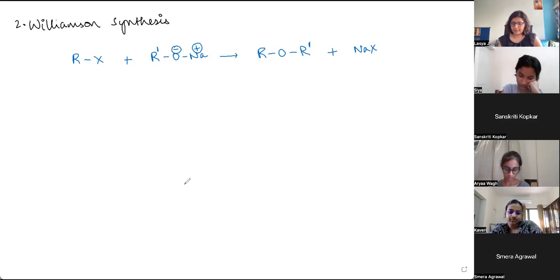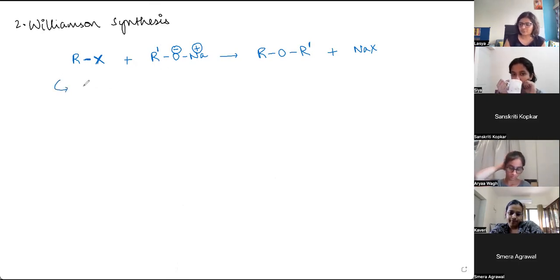So the mechanism of this particular reaction is also an SN2 reaction. You can see the nucleophile O minus has lots of negative charge, so this is the nucleophile which attacks your alkyl halide. The halide is electronegative and pulls on the electrons.